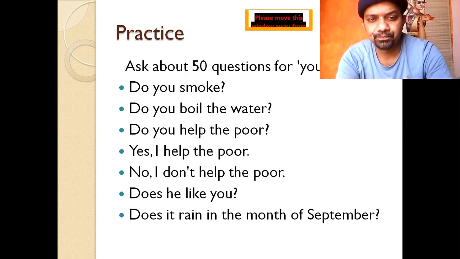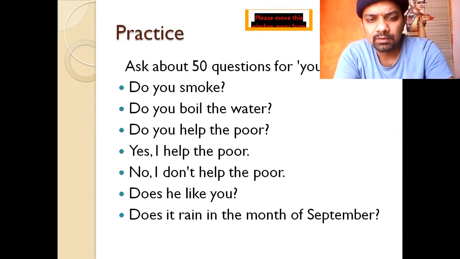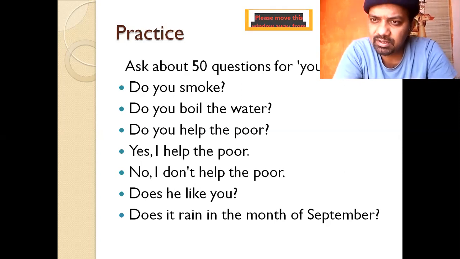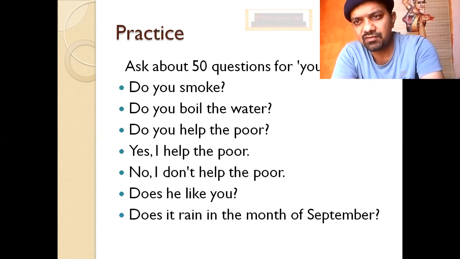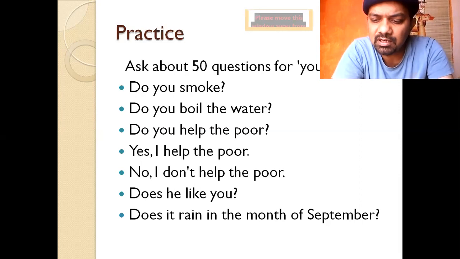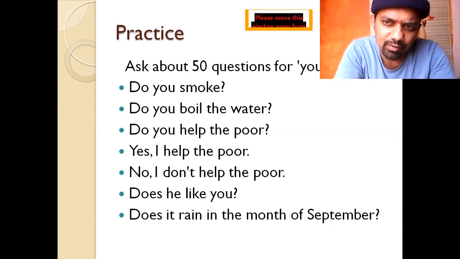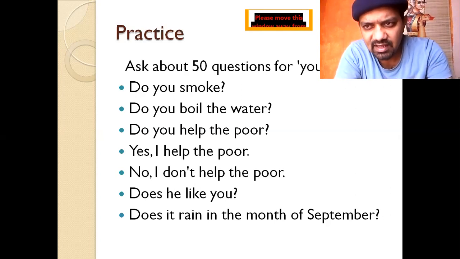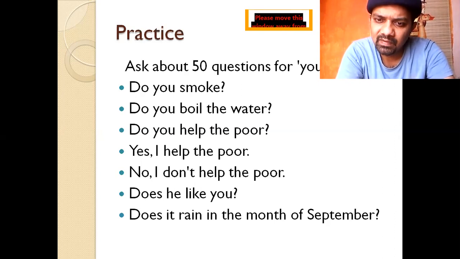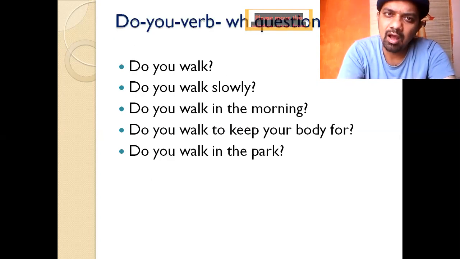Does he like you? Yes, no, I don't know. Does it rain in the month of September? Yes, it rains in the month of September. No, it doesn't rain in the month of September. I don't know whether it rains in the month of September. Learn to make sentences. Ask about 50 questions using you, he, she, it, they, we, I. Then answer them at the same time. So you will learn how to make sentences.